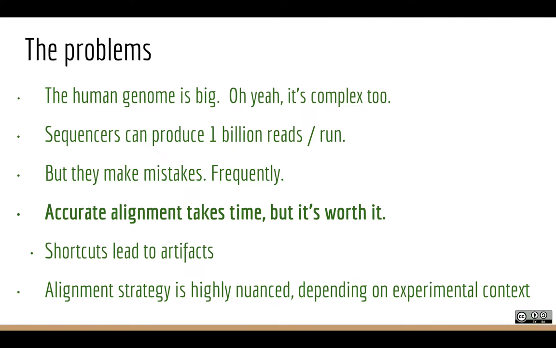Okay, so some of the inherent problems to this is that, first of all, the human genome is big. It's 3.1 billion base pairs haploid. And to make it worse, it's really, really complex in the sense that there's repeats all over the genome.